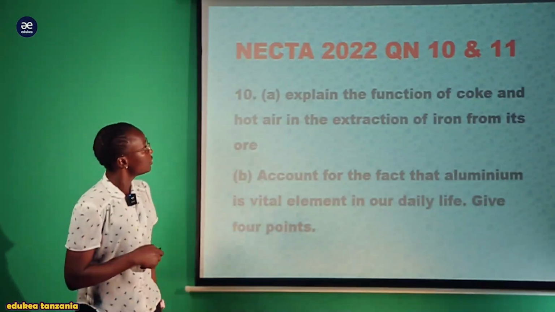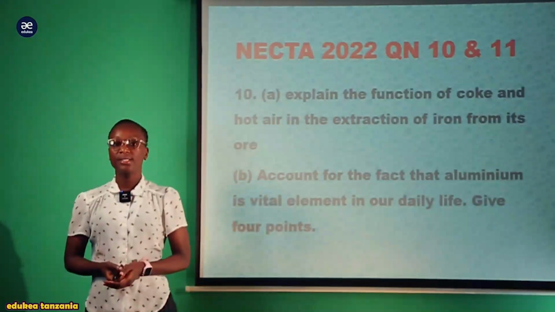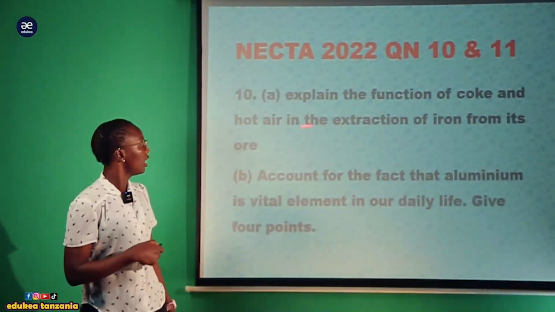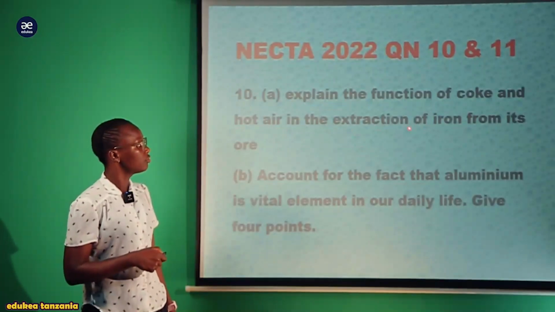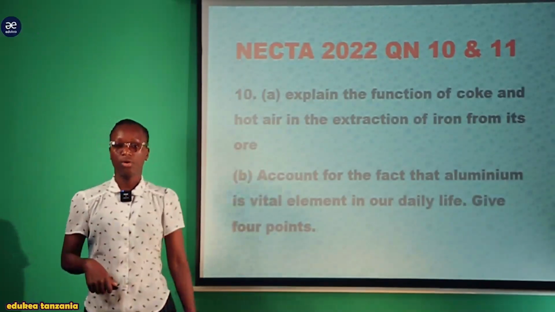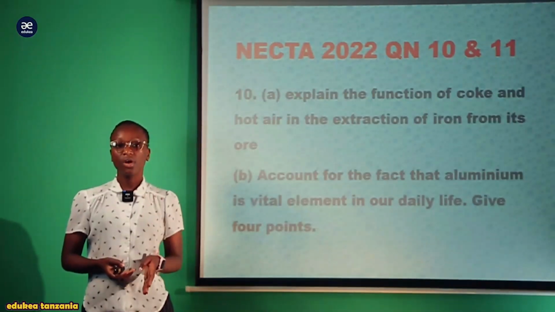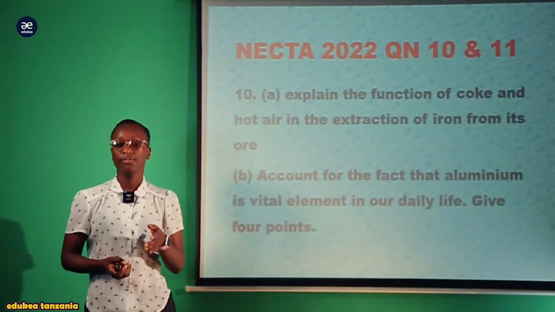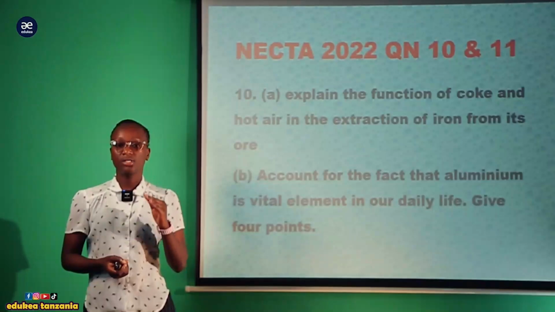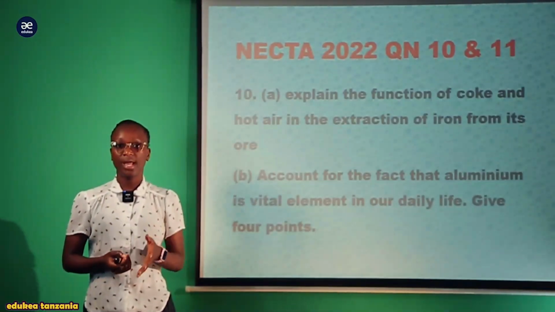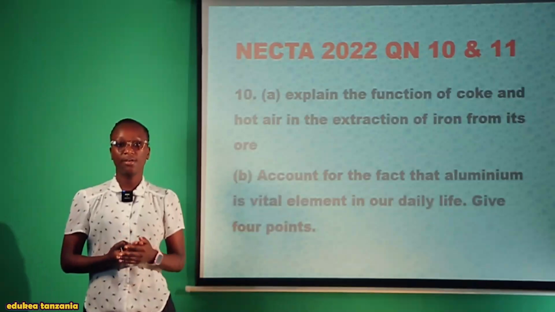So question number 10 has two parts, whereby part A says: explain the function of coke and the hot air in the extraction of iron from its ore. Part A is from the topic of extraction of metals, the Form 4 topic. If you are a Form 4 student, I hope it will be easy for you to memorize the concept kwa sababu hii ni topic ya Form 4.